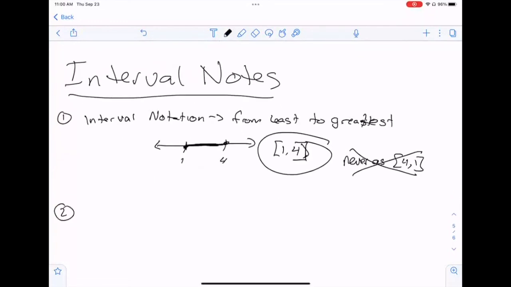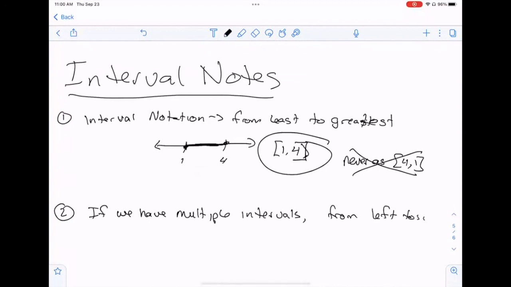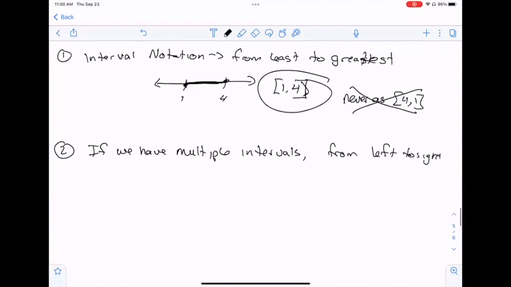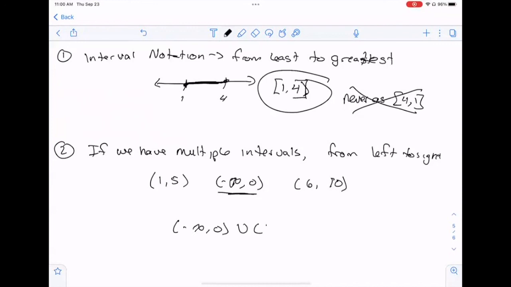2, and we kind of saw this before, if we have multiple intervals, we want to write them from left to right in a number line sense. So if our solution, for example, has the intervals 1 to 5, -∞ to 0, and 6 to 10, and I want to write this as a final solution, I want to put the one furthest to the left first, union the next interval, union the final interval.